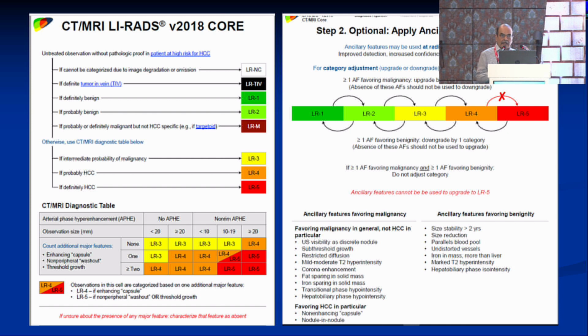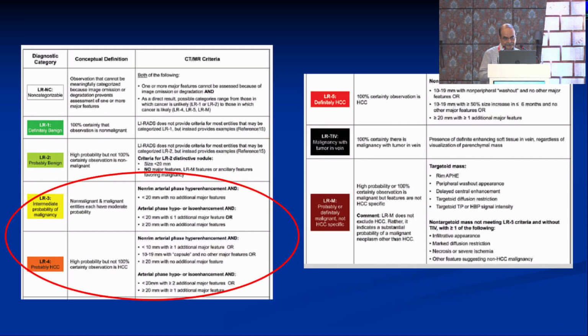Once we move to LR3 onwards, there is a diagnostic table which is laid down based on the features that I talked about, which includes arterial phase enhancement, the size of the lesion, presence or absence of an enhancing capsule, non-peripheral washout, and threshold growth, and I'll show you examples of this as we go along. There are also some ancillary features which we'll see in the course of the talk, based on which you can upgrade the lesion by 1 grade, but not take it up to the LR5 grade.